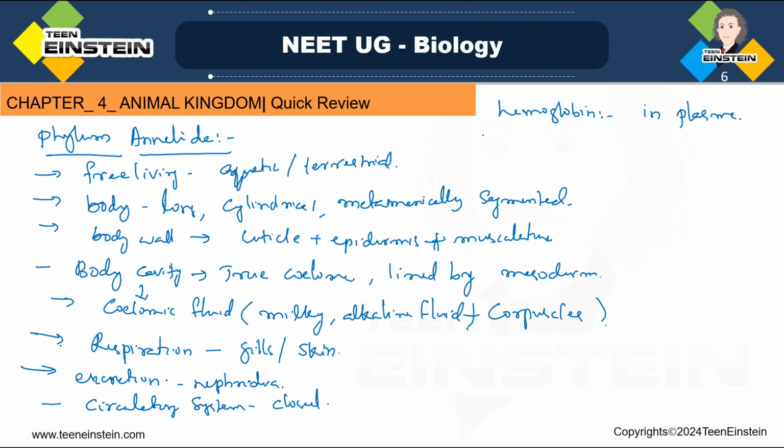About their nervous system, what we can say: nervous system consists of nerve ring and a double ventral nerve cord with the segmented ganglia. In nervous system, what all are there? Nerve ring plus double ventral nerve cord plus segmental ganglia.